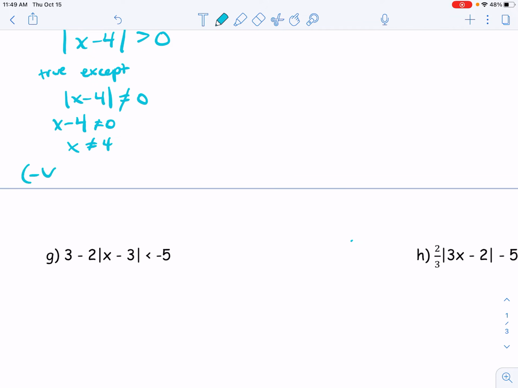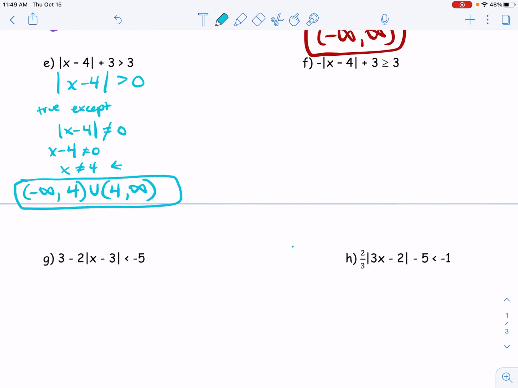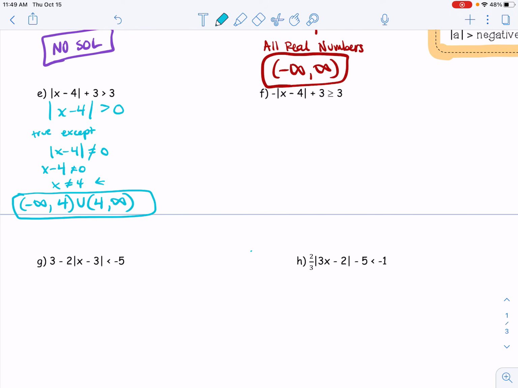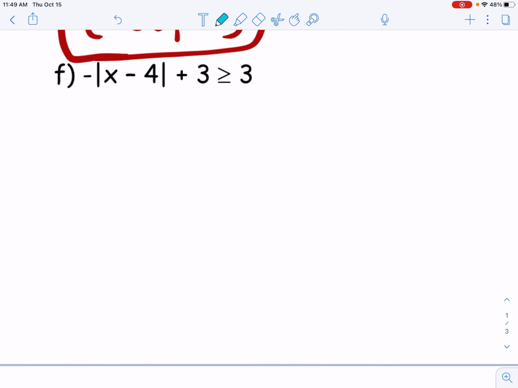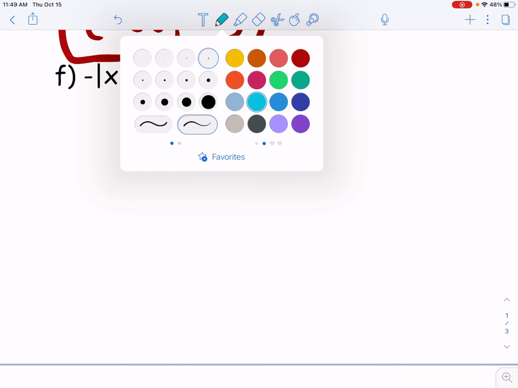Well, it's everything up until 4, not including 4, and from 4 onward to infinity. Everything but 4. So this would be inequality notation, and then this is your interval notation. So it's a special case. You've got to be careful for that. All right, it's kind of similar over here. So let's look at this one.